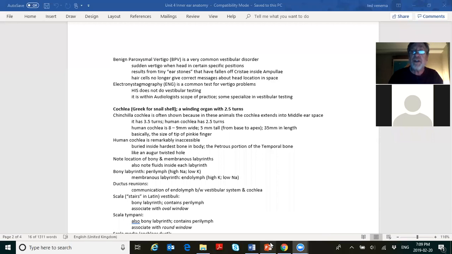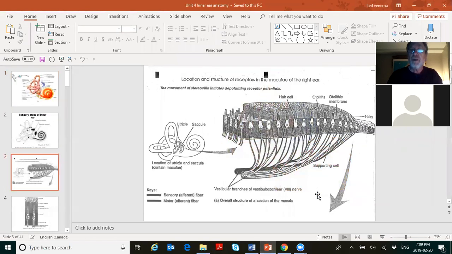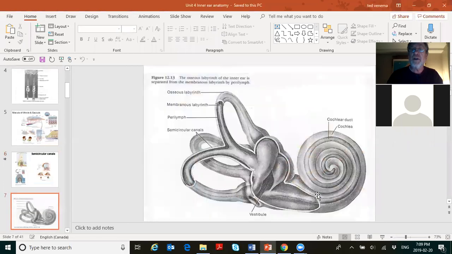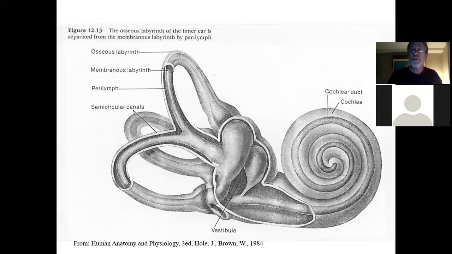Okay, let's look at a picture of it because it's quite complicated. It's a trip. The cochlea is completely buried inside the petrous bone. All the white is solid bone. Always remember that. I'll blow this picture up. All the white is solid bone. Then you see the bony labyrinth right where my cursor is.